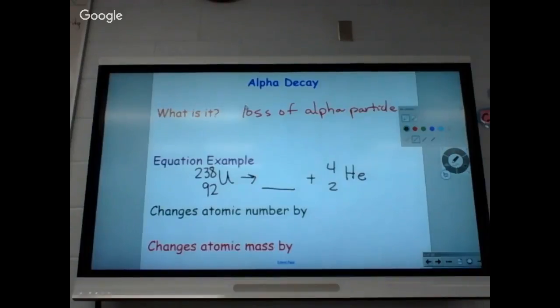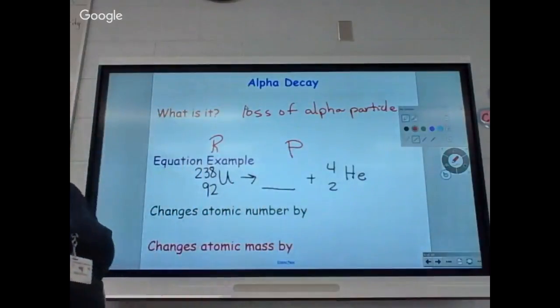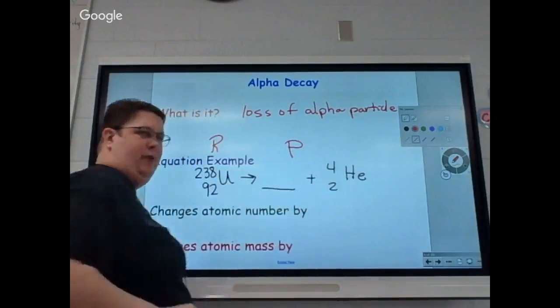All right, is everybody caught up? Now, what do we know about the left side of the equation and the right side of the equation? The numbers on the left have to equal the numbers on the right. Okay, that's what I was looking for. These are the reactants, these are the products. That's all true. But what I need you to remember is the numbers on the left have to equal the numbers on the right with balancing, correct?